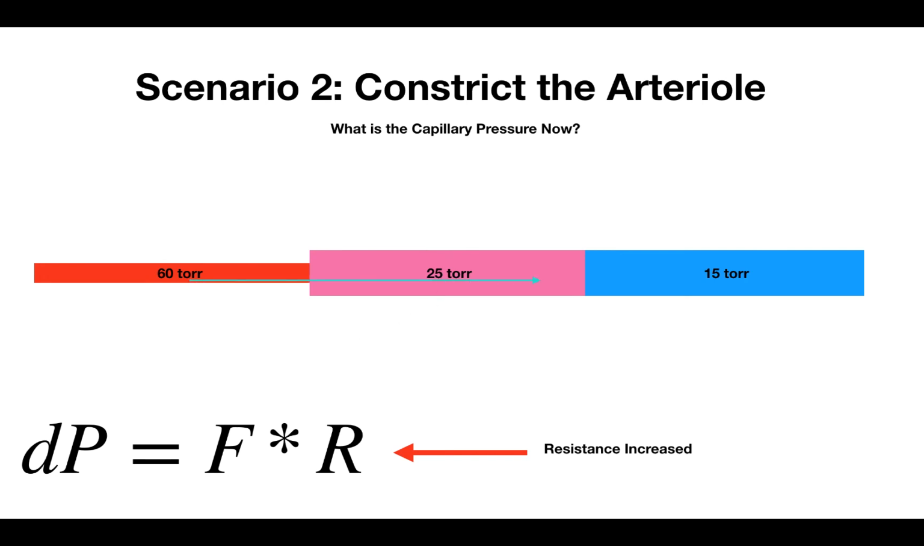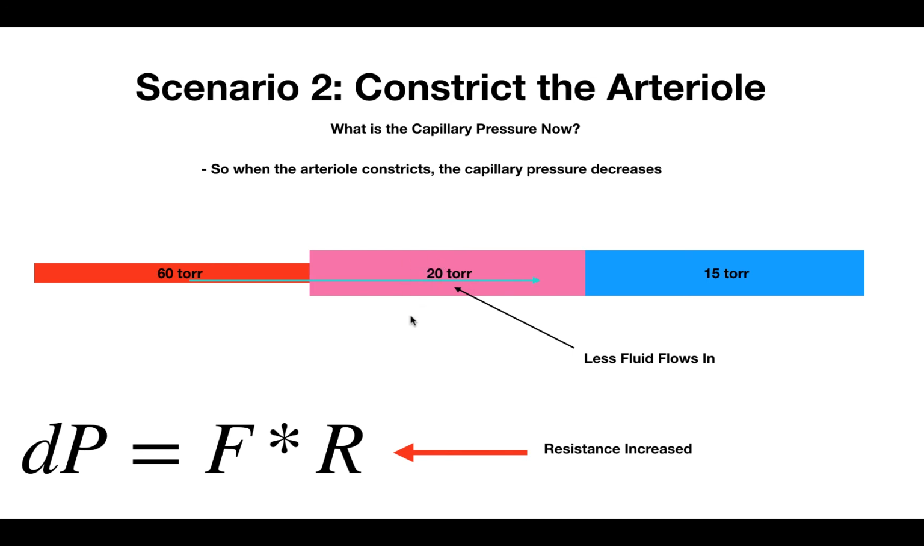Well, it has to do with flow again. Remember that blood flow likes to go down the path of least resistance. So if you increase the resistance, you decrease the blood flow. And what we see here is that if you were to constrict the arteriole, less fluid flows into the capillary. And whenever less fluid flows into the capillary, the pressure will decrease, as you see right here. So when an arteriole constricts, the capillary pressure will decrease.